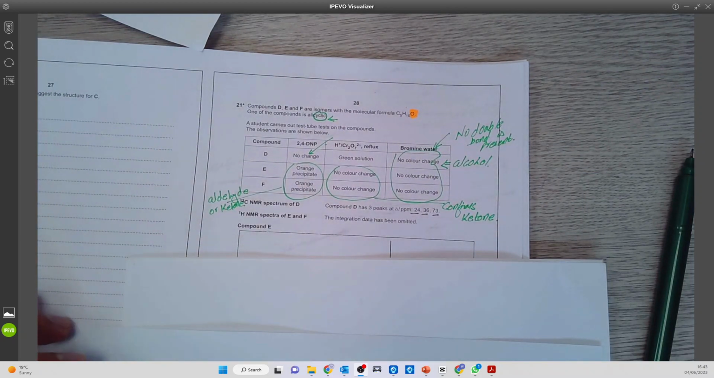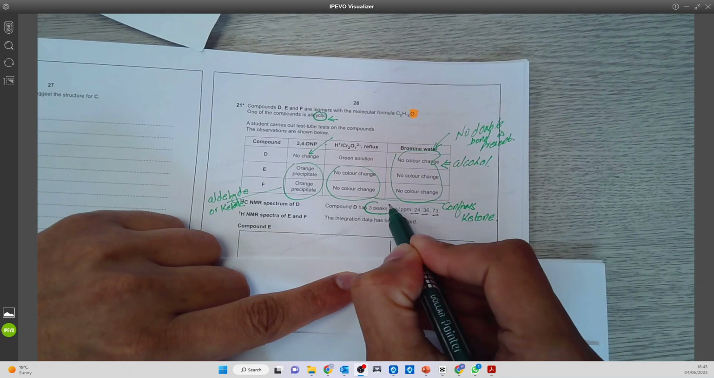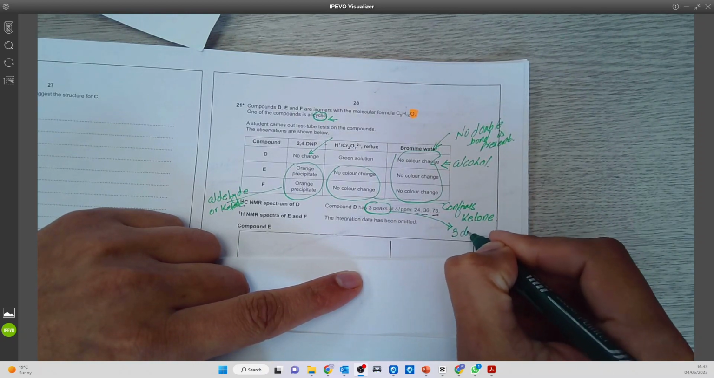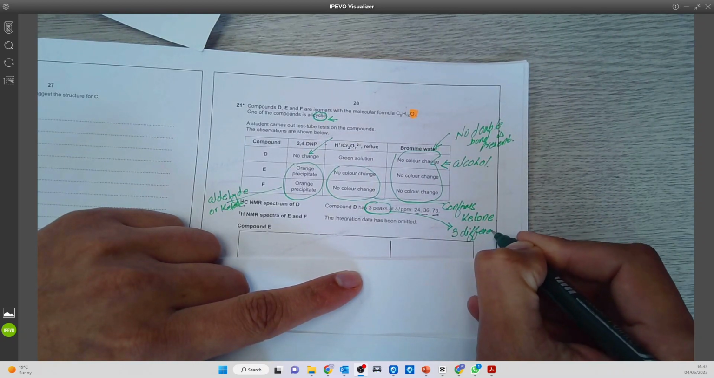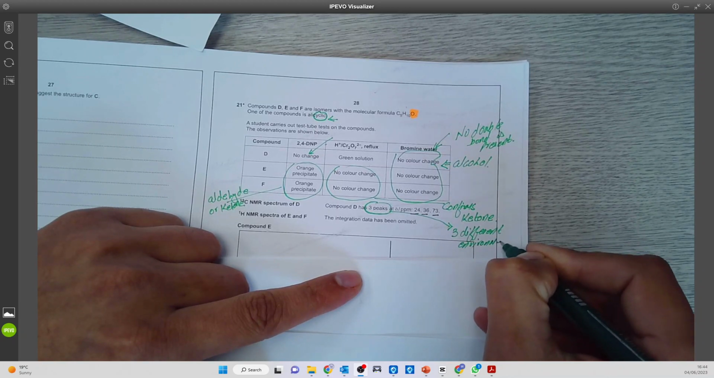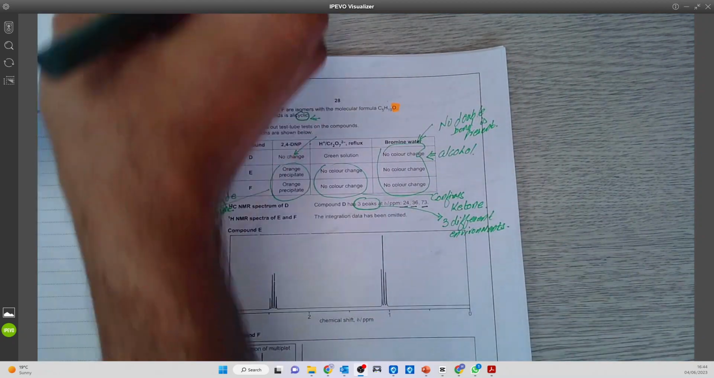Plus, it does tell us something more here. What is it that it is telling us? Three peaks means what? There are three different environments.